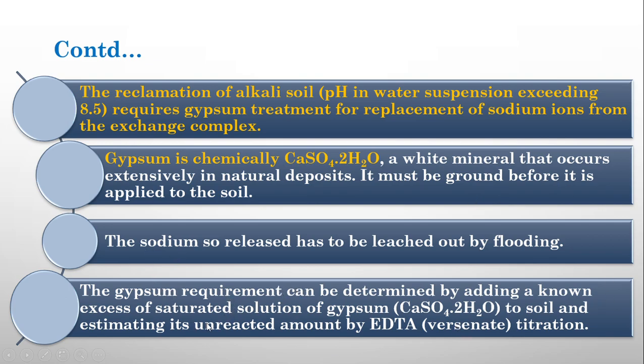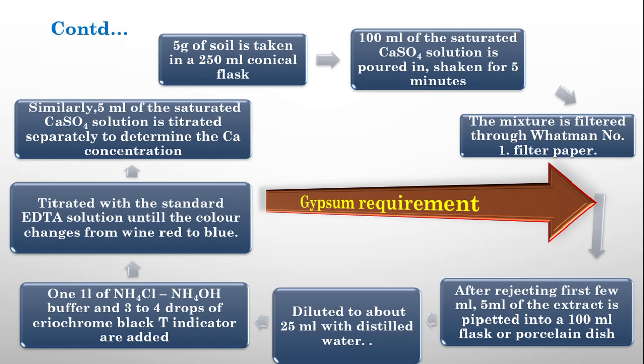The gypsum requirement, how much gypsum is required for removing the sodicity of the soil, is calculated based on the titration with EDTA, ethylene diamine tetraacetic acid. So we will titrate this amount of soil and the gypsum with EDTA for finding the amount of gypsum to replace the sodium in the soil. So that is the principle of finding the gypsum requirement. So we will see how to calculate the gypsum requirement.